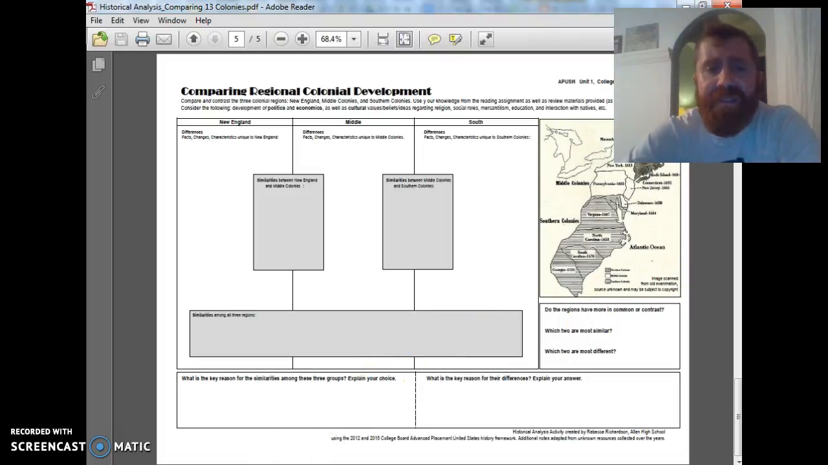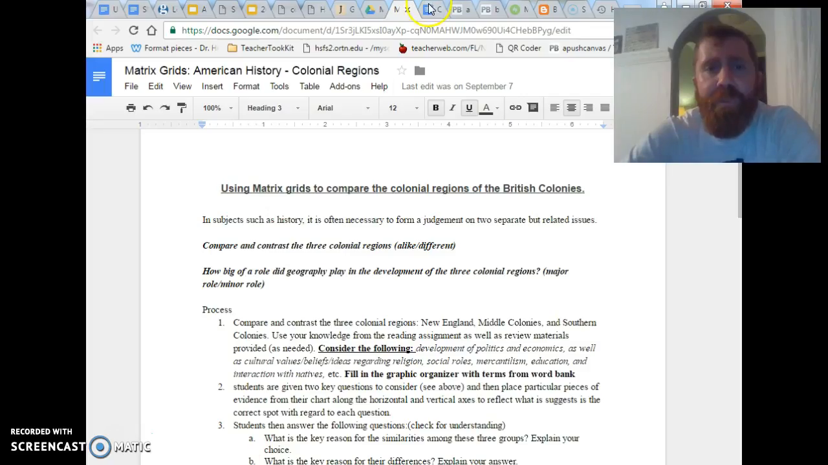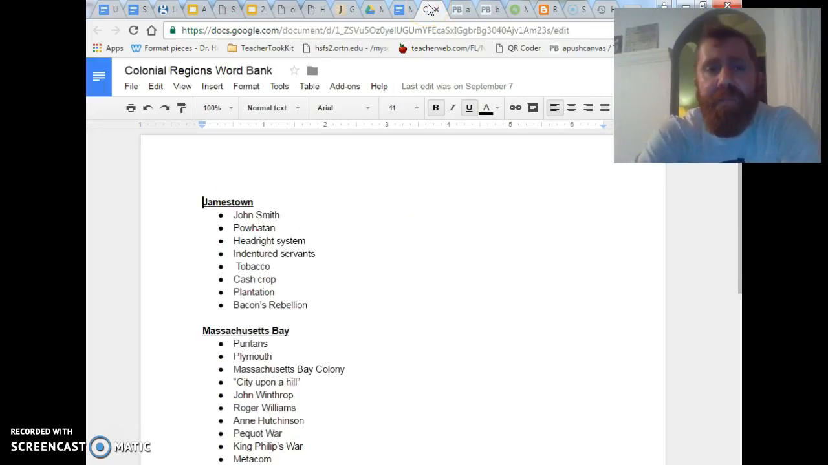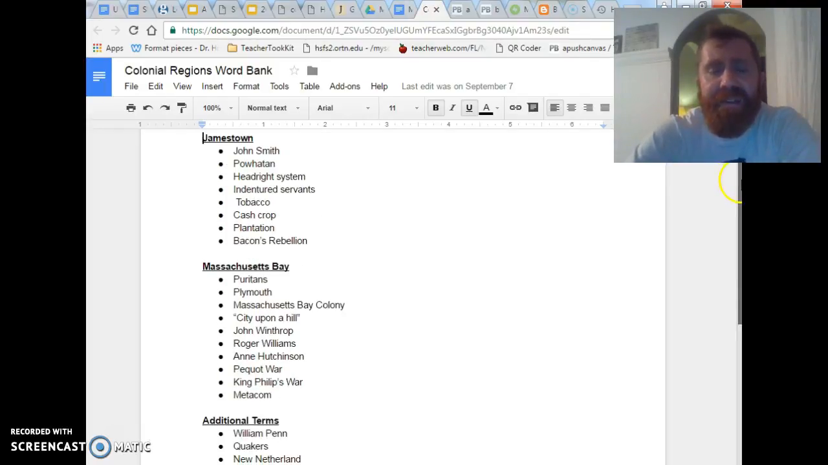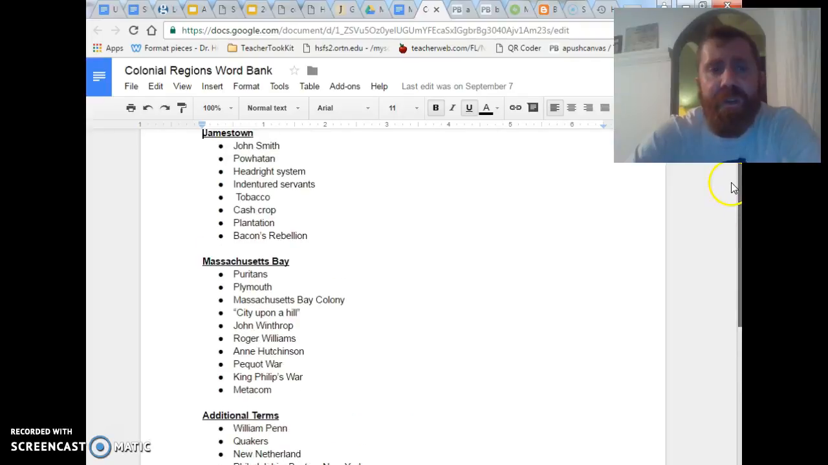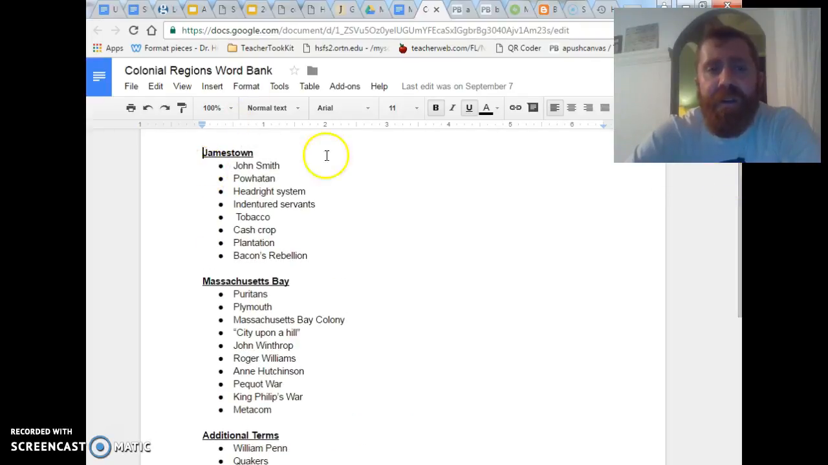Another thing that you can use besides the reading handout to help you fill out these columns would be the word bank that I've given you as well. I have this word bank, and it's split up into Jamestown, Massachusetts Bay, and additional terms. If it says Jamestown, Jamestown, Virginia is located in the southern region. So all of these, for instance, would be in the southern colonies column.